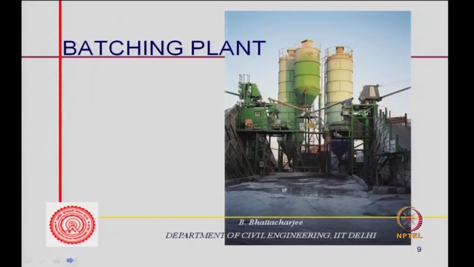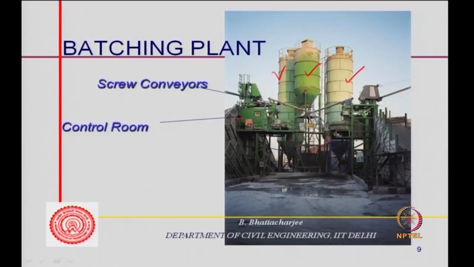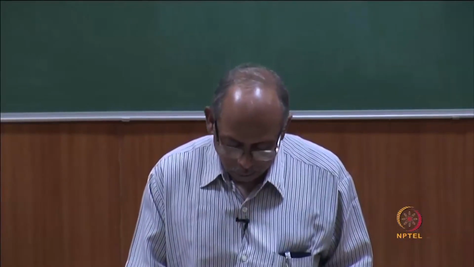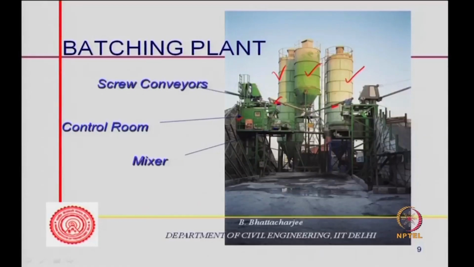The fly ash silo is now easily visible. This is the fly ash silo, this is one cement silo, and the other cement silo. As you can see, this is the control room, where you have a computer and through which everything is controlled. And these are screw conveyors, this particular one. Similarly, there is another screw conveyor through which cement is shifted from the silo to the mixer machine, and the mixer machine ends up somewhere there.